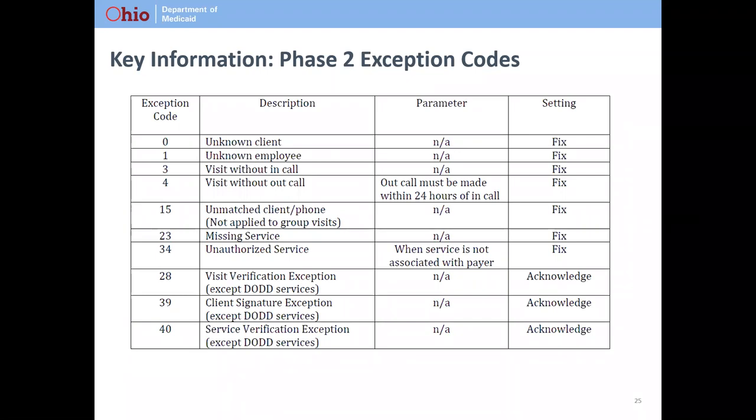All right, so the except DODD services notation here means that this is not an exception that would need to be triggered on a visit that has a DODD service on it. But in order to fix this exception, a provider must be able to just acknowledge that no verification was captured. You can't go back in retrospect and capture verification, so the setting for this would be acknowledge rather than adding data to the visit.